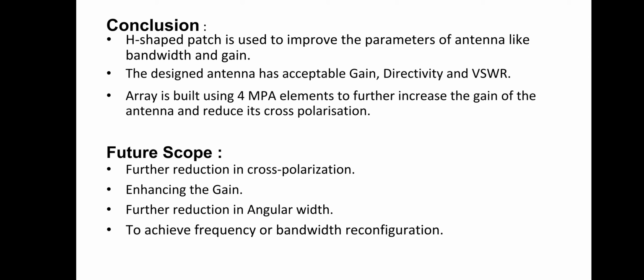Concluding, the microstrip patch antenna is used to improve antenna parameters like bandwidth and gain. This designed antenna has acceptable gain, directivity and voltage standing wave ratio. An array can be built using 4 MPAs or more, but we have designed it with 4 MPAs to further increase the gain. Future scope: further reduction in cross polarization can be done in many ways, but we stopped here due to our project deadlines, though we can reduce the cross polarization further.